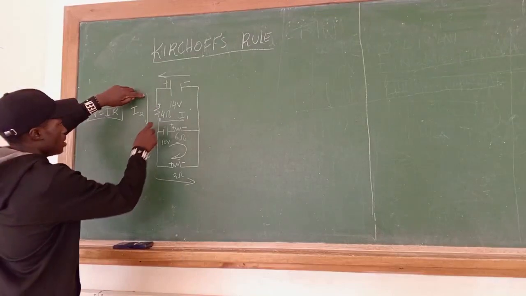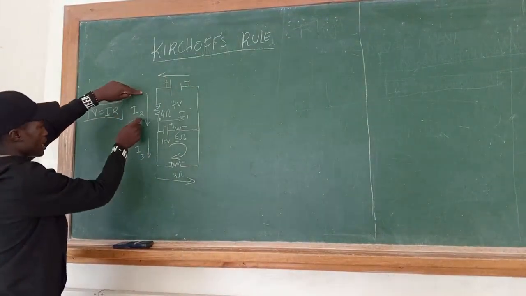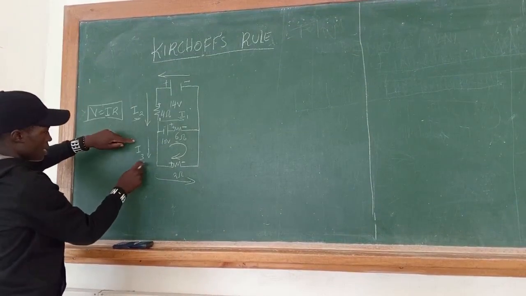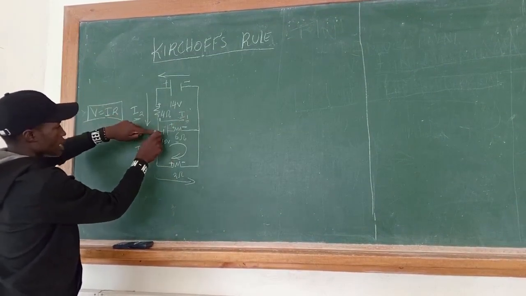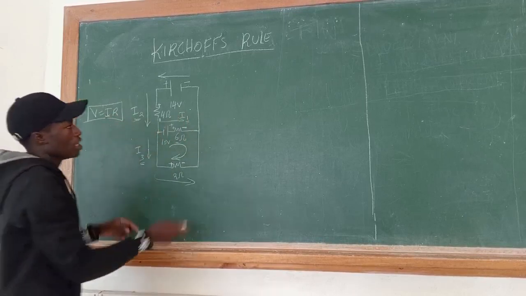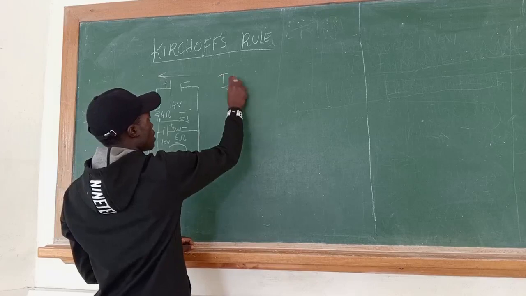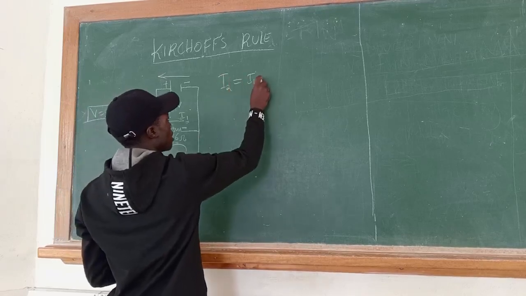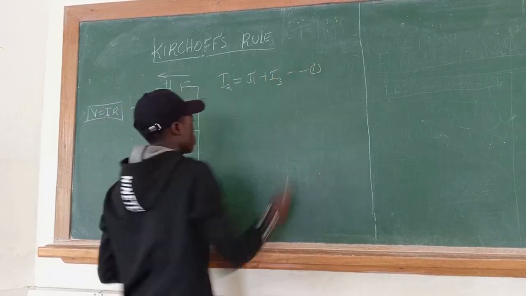So, if you come here, here's the junction. So, we can just name this I2, then I3, then I1. So, I2 gets into the junction, then it splits into I1 and I3. So that helps us generate the equation. So, I2 equals I1 plus I3. That is our first equation.